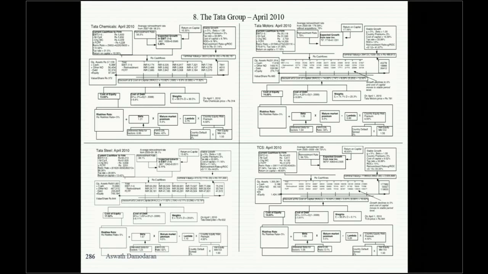So the example I'm going to use, and don't try to read these numbers, is I valued 4 Tata companies. The Tata Group is one of India's largest family groups. And I valued 4 Tata companies: Tata Chemicals, Tata Motors, Tata Steel, and Tata Consulting Services. All 4 are Tata companies. They're part of the same family group. I did a conventional DCF valuation. That gives me the value of the operating assets, right? And then I brought in the cross-holdings.